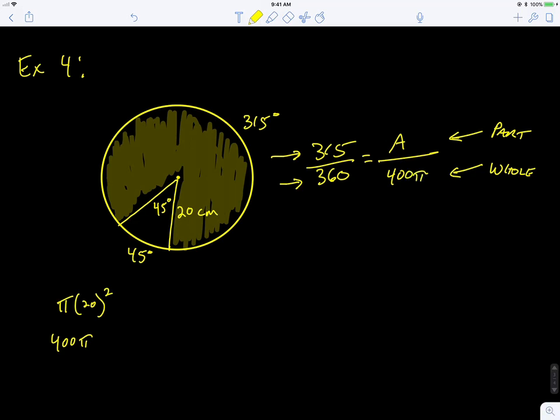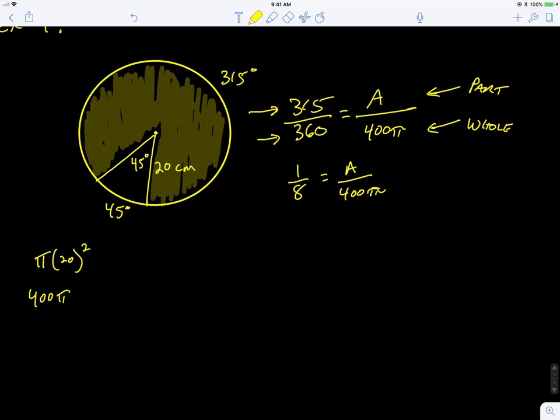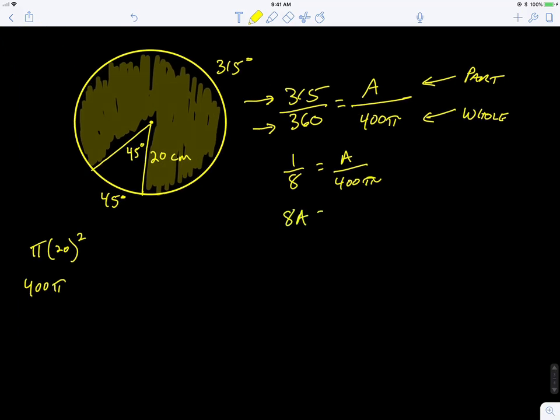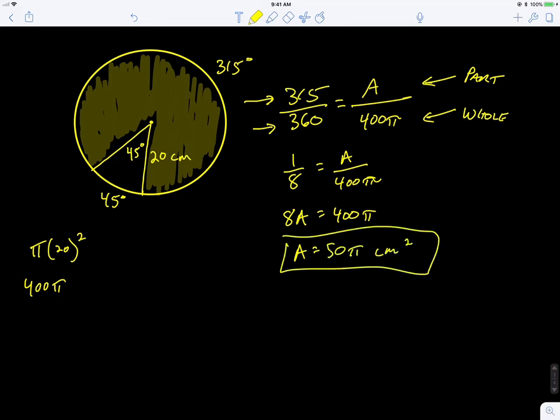All right, so now I'm going to reduce. This reduces to 1 over 8. If you can't reduce, you can just start cross multiplying right away. So now I cross multiply. I get 8A equals 400 pi. So A equals, I'm going to divide both sides by 8 and get 50 pi centimeters squared. Or, again, if you want the approximation, you multiply by 3.14. You get 157.08 centimeters squared.